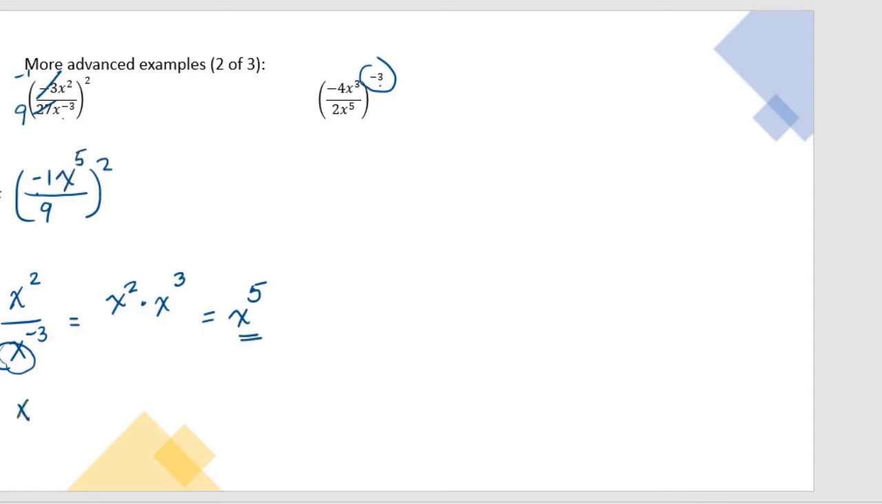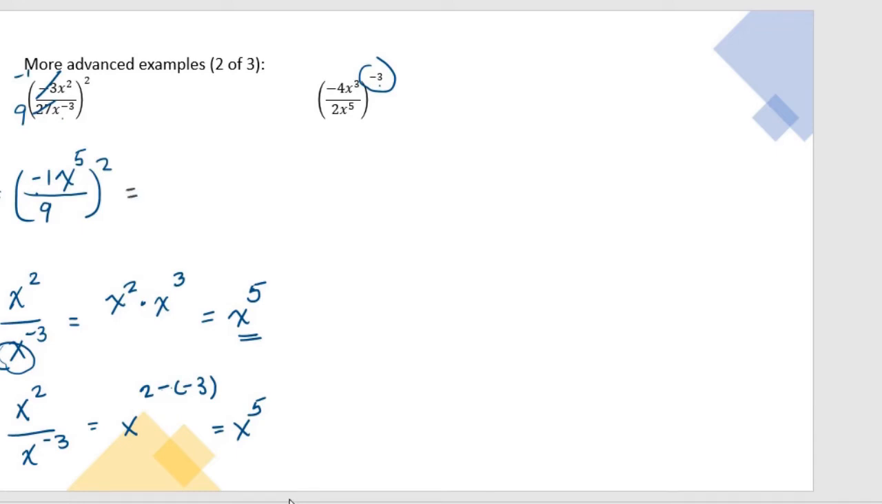Another way to look at this is to apply the rules for quotients immediately. So we can say, okay, I'm dividing 2 x's. I'm going to take the top exponent, the 2, and subtract the bottom exponent. So I'm going to subtract -3. So I have x to the power of 2 minus -3, which is the same as 2 plus 3, which is x to the power of 5. So regardless of your approach, you're going to end up with x to the power of 5 in the numerator.